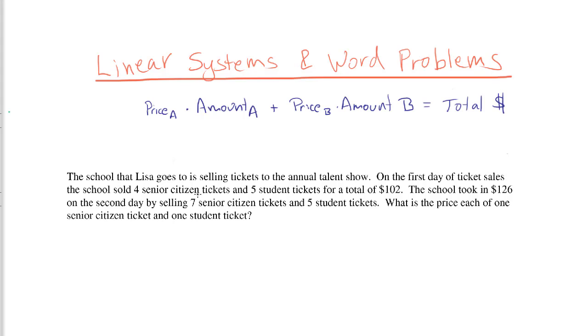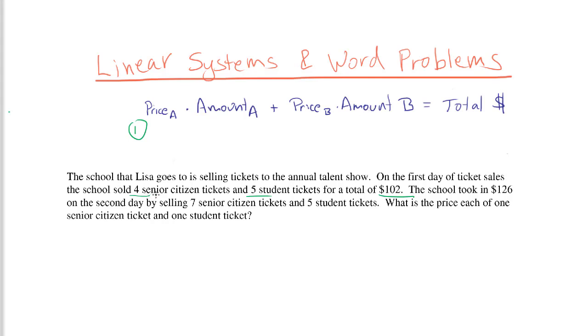The school that Lisa goes to is selling tickets to the annual talent show. On the first day of ticket sales, the school sold 4 senior tickets and 5 student tickets for a total of $102. So we typically start with a price and amount of one group or item and a price and amount of another group and item.